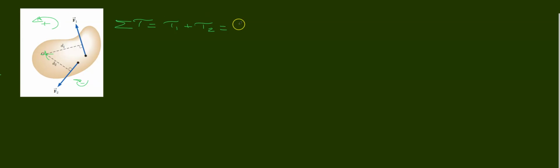So it will be positive force 1 times d1. And then the other one is going to be negative. Well, I'm going to put it already. Negative force 2 times d2. In both cases, we already have 90 degrees. So sine of 90 is 1. So that's why I'm not putting the sine of 90. And this will be the net torque, right, acting on the potato chip.